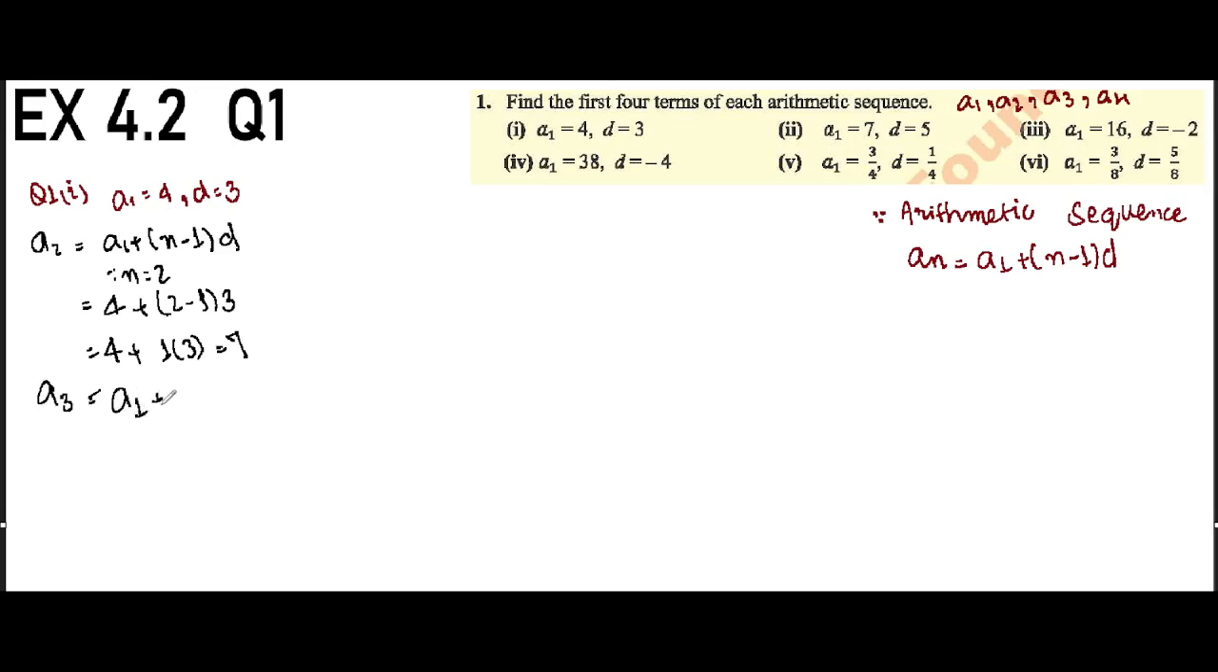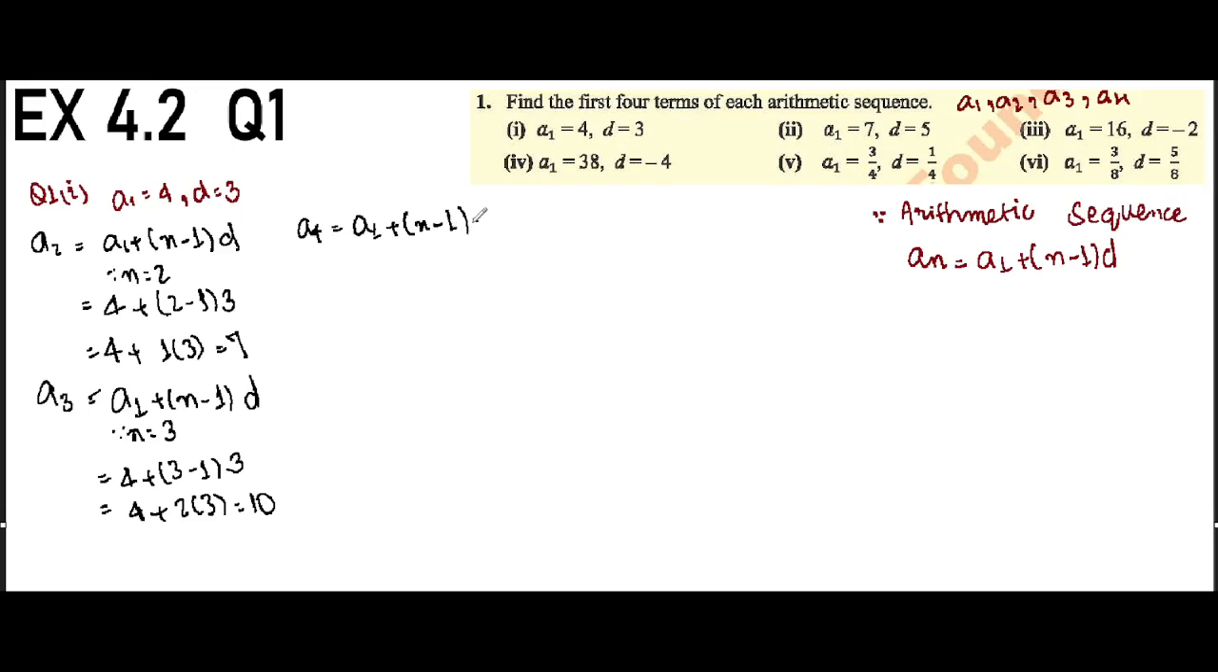a1 plus n minus 1 into d, the formula will remain the same. Here n is 3 because it is the third term. So now a1 is 4 plus 3 minus 1 into d is 3. It is equal to 4 plus 2 into 3, which is 2 3s are 6 plus 4 is 10. Now we have to find a4, which is equal to a1 plus n minus 1 into d.